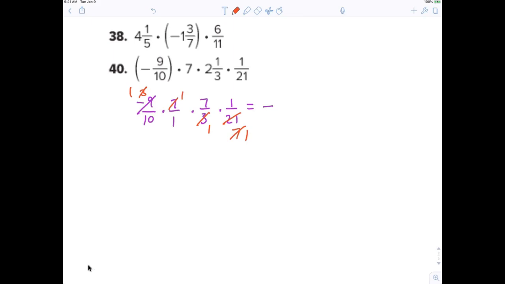Do I see anything else that can cancel? No. So you should be able to look at that and say the final answer is negative what? 7 over 10. How about that, guys? That's pretty easy.